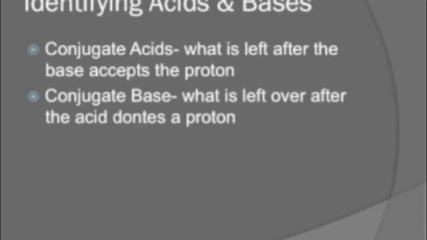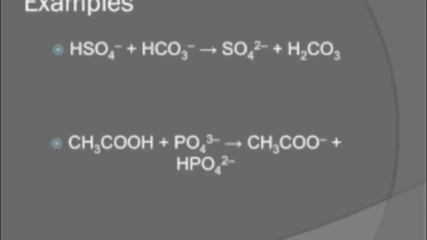How to identify acids and bases. To identify a conjugate acid, you identify what is left after the base accepts the proton. To identify a conjugate base, you identify what is left after the acid donates a proton. Here are some examples. Try to identify the conjugate acids and the conjugate bases in both equations.